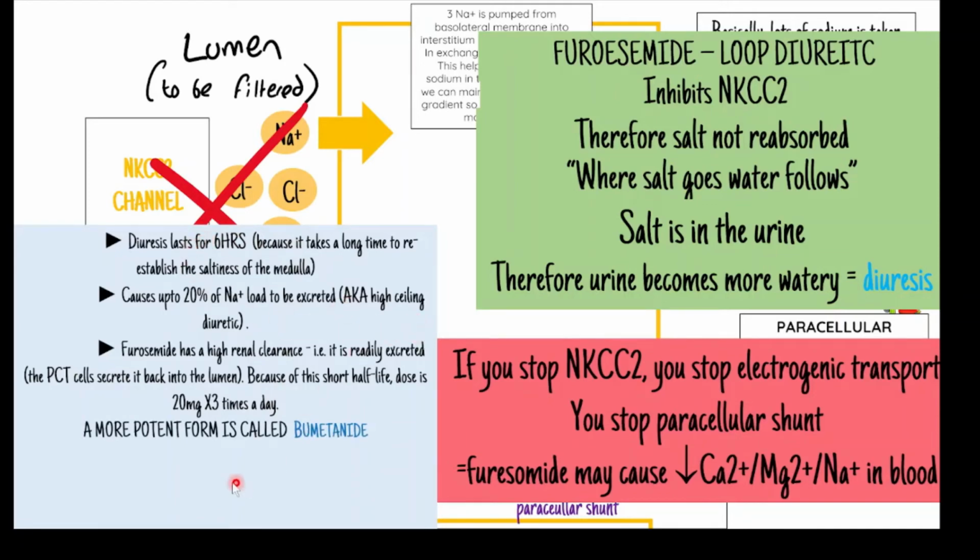Also, just a little fact. It's not a fun fact, but anyway, there's a more potent form of furosemide which works in the same way, called bumetanide. Also, one advantage of furosemide is it acts on the other type of NKCC channel, which is called the NKCC1 channel, and this is found in smooth muscles, and it actually causes vasodilation, which is beneficial in treating pulmonary edema.